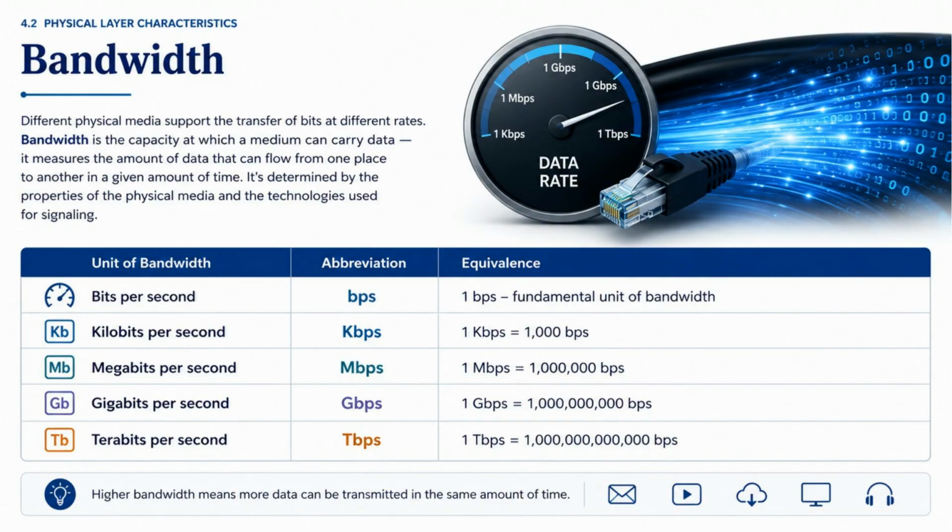Walk the unit table on screen. bps up through kbps, Mbps, Gbps, Tbps, each 1000x the last. Determined by both the physical media itself and the signaling technology used on it.